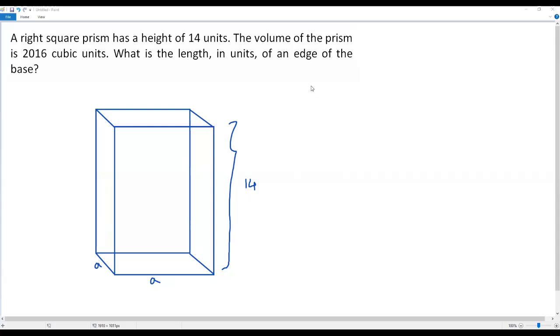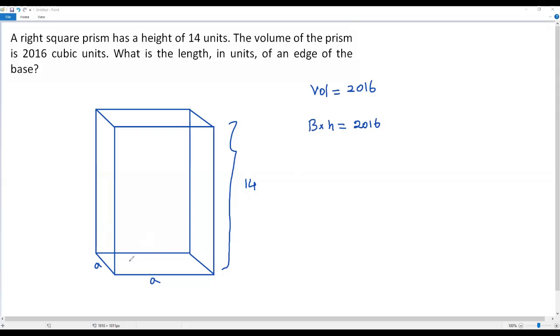Let me write it. So volume equals 2016. There is a formula to get the volume of a prism, that is base area times height. So instead of volume, we can write the formula, B times H, equals 2016. Here this capital B represents the base area.